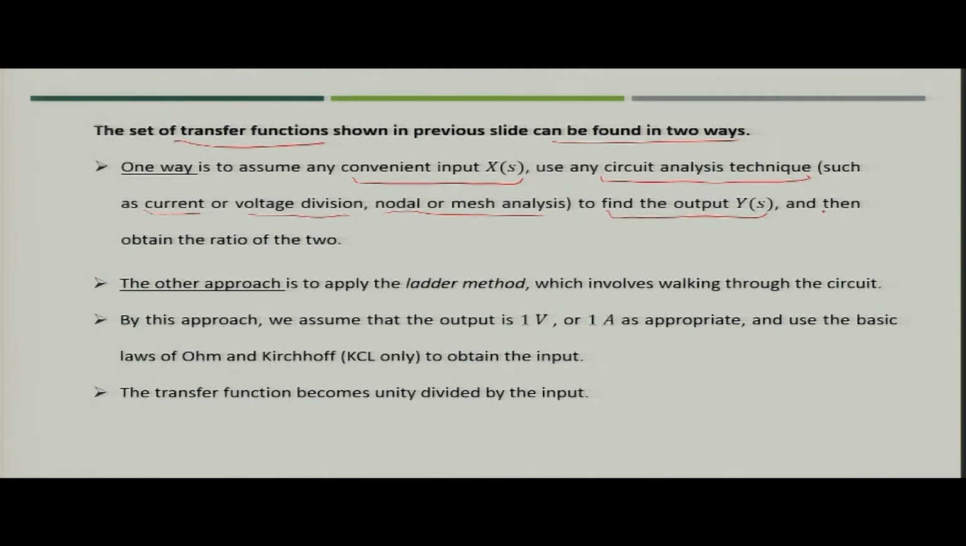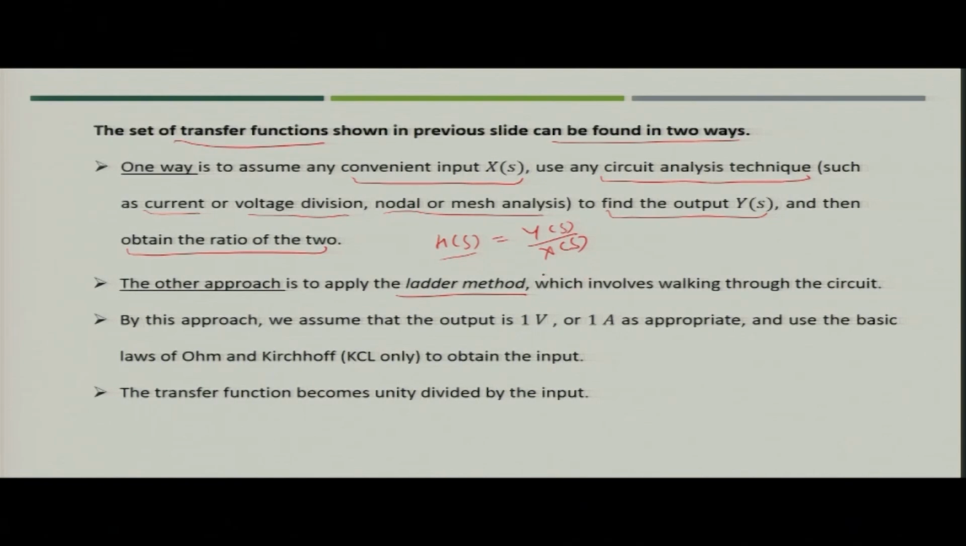Now, when you get the output Y(s), you try to find the ratio of the two. When you find the ratio, that is H(s) equal to Y(s) upon X(s), you know X(s), you can apply circuit analysis and find the output, and then you obtain the ratio of the two to find the transfer function. Or if you know the transfer function, you can straight away find the output response of the circuit.